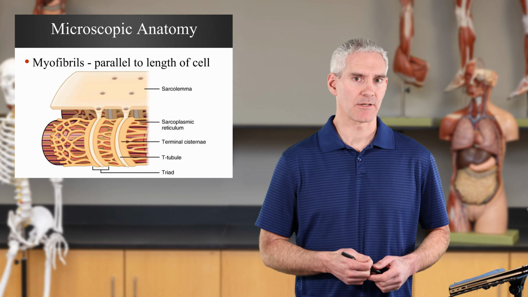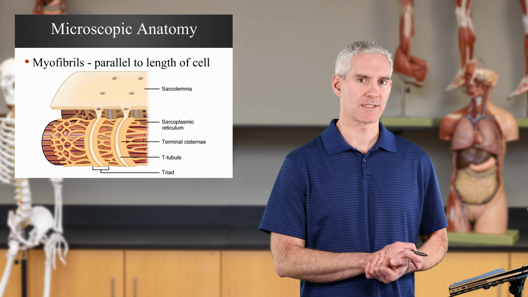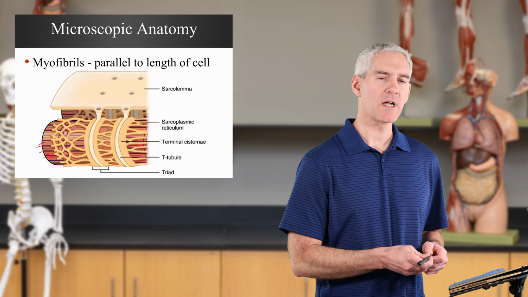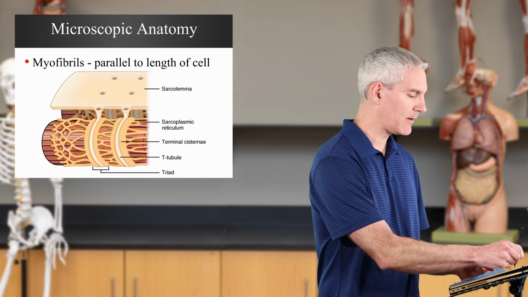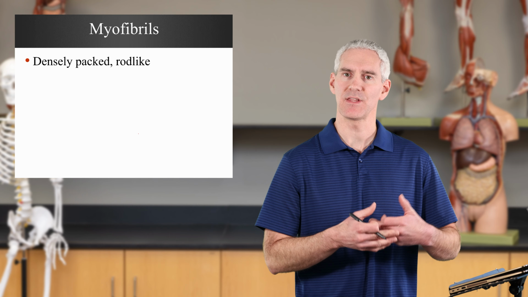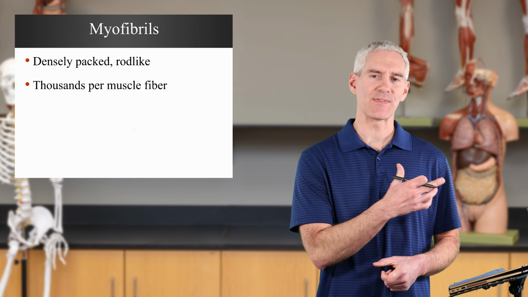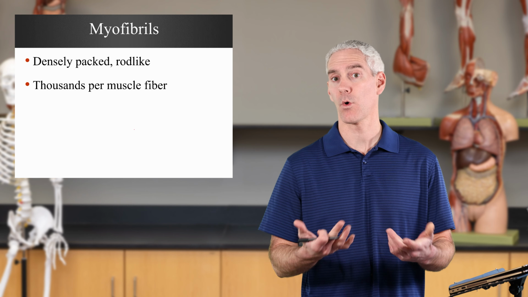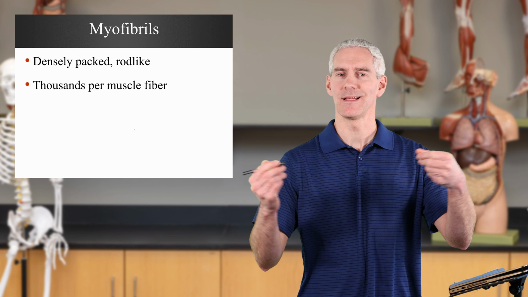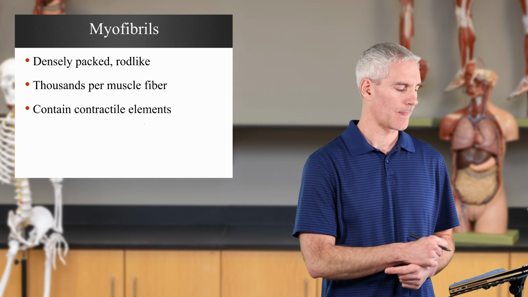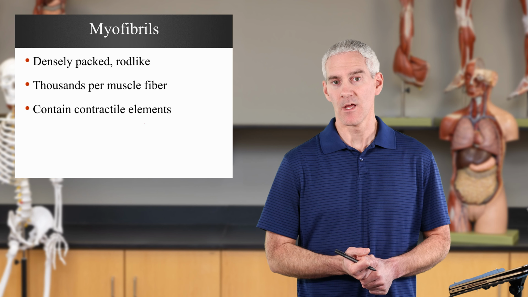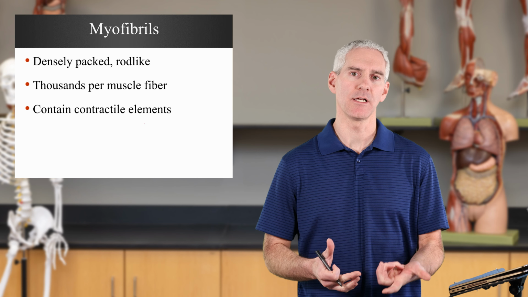And those myofibrils, as we mentioned, run in parallel lengths across the cell. Each one of these lines, you can see the green and blue lines coming out here, those are the myofibrils. Now, these myofibrils are really densely packed within the actual cell. You're going to end up with thousands of these per muscle fiber or per muscle cell. So each one is running in parallel to the others, the entire length of the cell. And it's these myofibrils that contain the contractile elements, the pieces that will actually contract and cause your muscles to shorten.